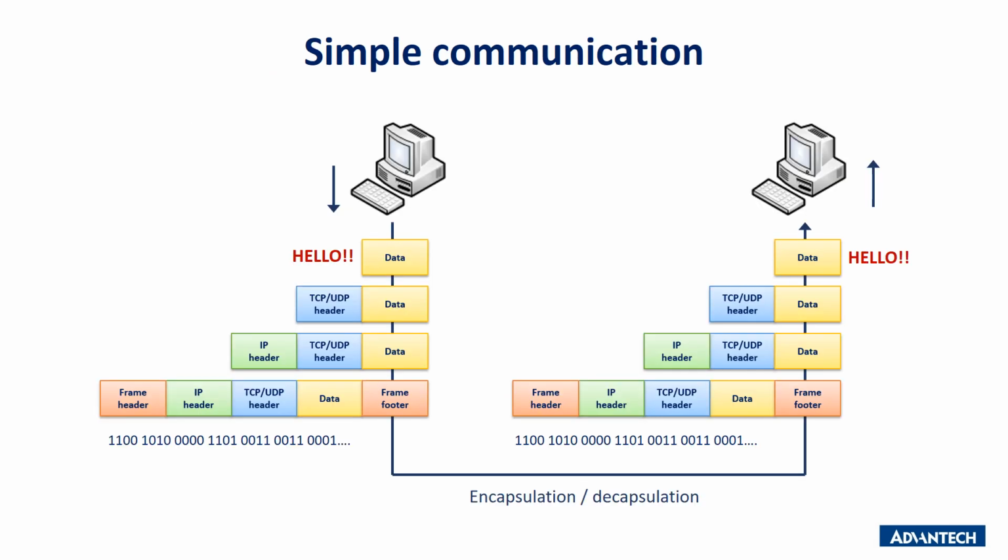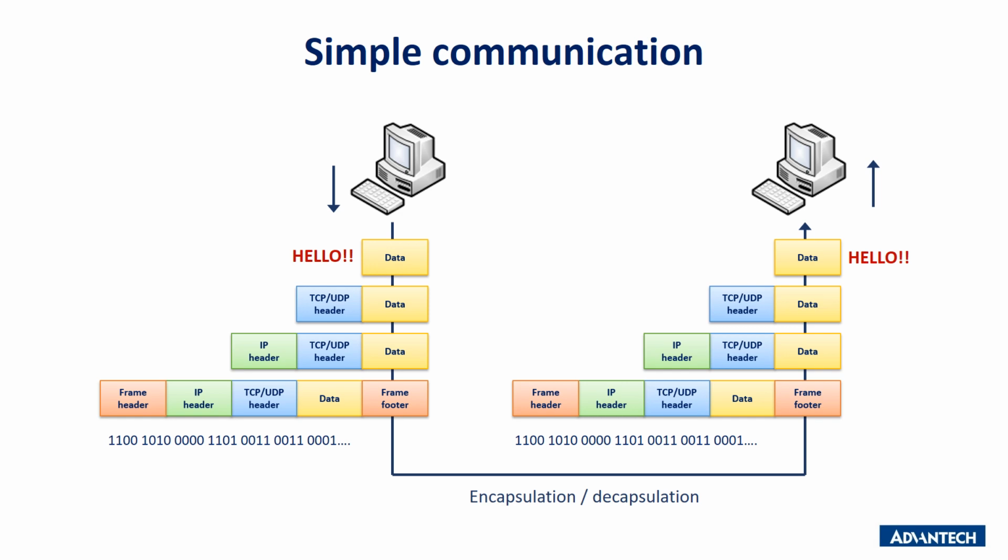This slide shows a simple communication, sending a hello message from PCA to PCB. As you can see from the flow, hello goes through the encapsulation process to become different packets in each layer. Then it goes through the Ethernet to the target PC. Then through a decapsulation process to reduce the data to PCB. PCB will receive the hello message.